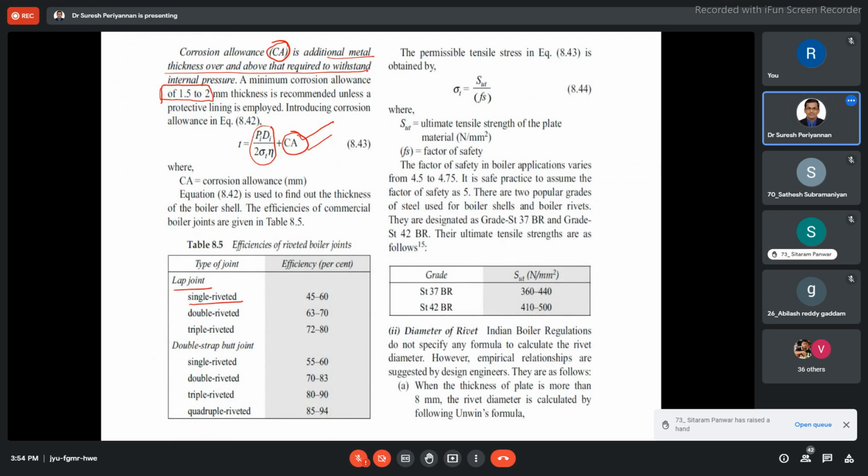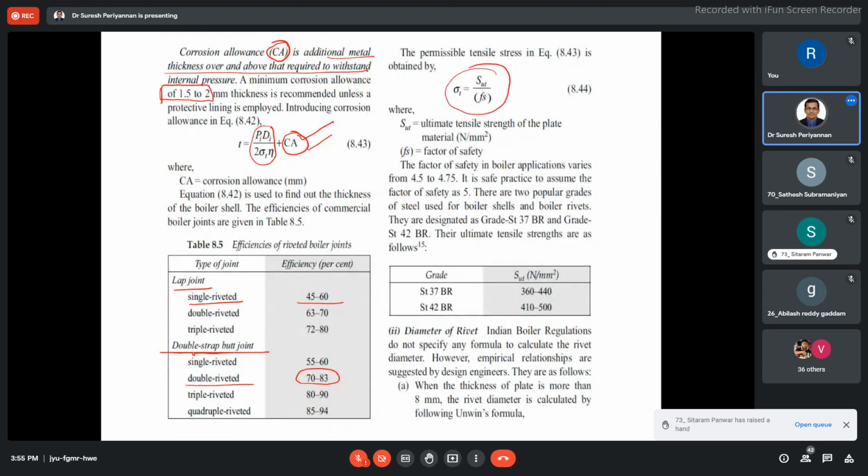Okay, for the efficiency, we can take it from our table. For a single riveted joint, we have to use an efficiency value of 45 to 60%. Now see here, for a double riveted double strap butt joint, the efficiency value we can use is up to 70 to 83%. Now I come to the permissible tensile stress. Permissible tensile stress is equal to SUT by FS. We already know this very well.